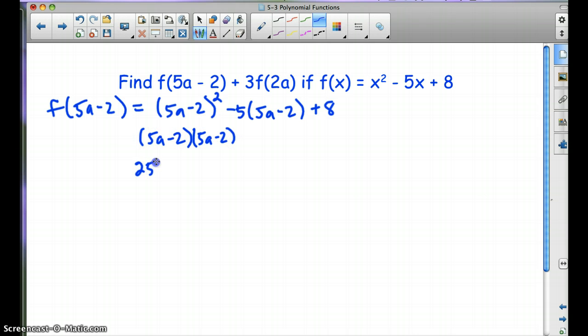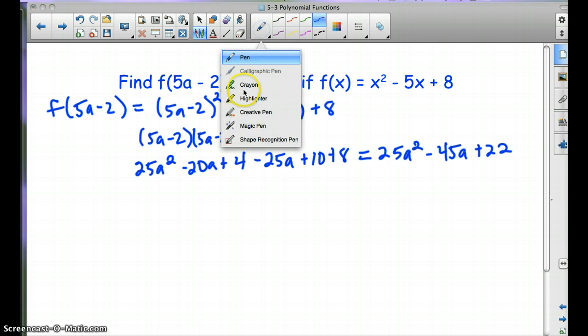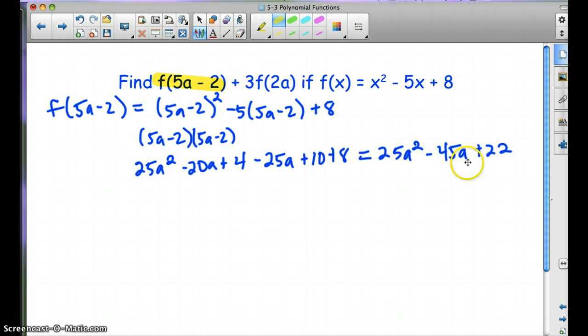So this will be 25a squared minus 20a plus 4, and here we'll have a negative 25a plus 10 plus 8. So this will end up being 25a squared minus 45a plus 22. This is f of 5a minus 2 right here.